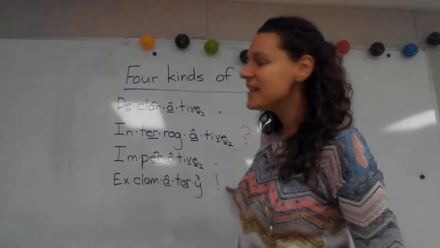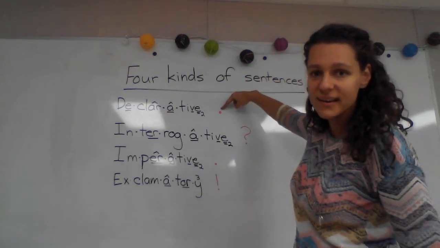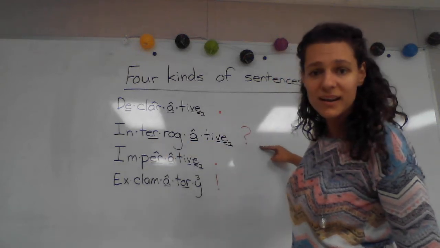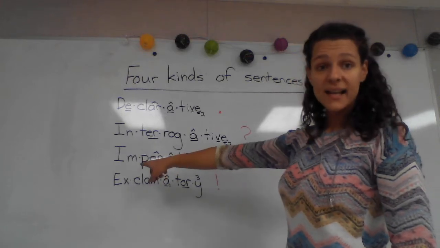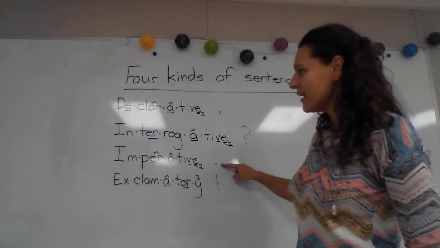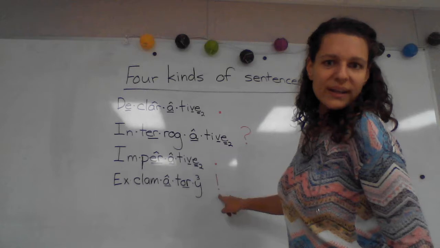All right, so we'll have these on our wall chart. Declarative, which uses what kind of end mark? Good, a period. Interrogative, which uses what kind of end mark? A question mark, right? Imperative, which gives a command and uses what kind of end mark? Excellent, a period. And exclamatory, which uses an exclamation point.